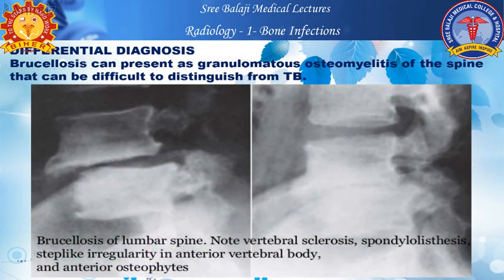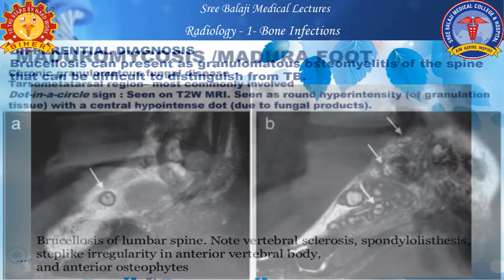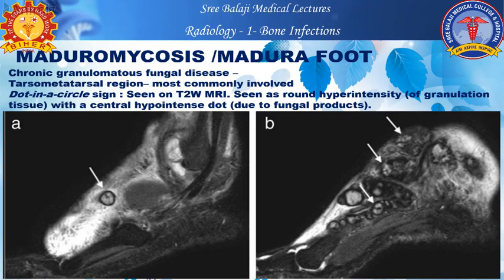Mycosis is considered as a close mimicker of tuberculosis. This has to be ruled out, as tuberculosis should not be committed to without a tissue diagnosis. Now, being a native disease, this is called mycetoma, which is called mother of foot. It is a chronic granulomatous fungal infection of the foot, predominantly a soft tissue involvement. The bones are relatively spared or show destructive changes. The classical MR change is the dot in a circle sign, which is very characteristic and diagnostic of mother of foot.